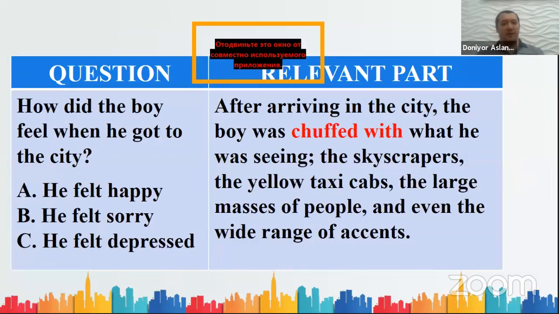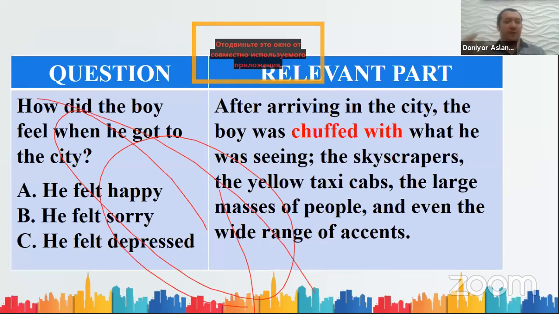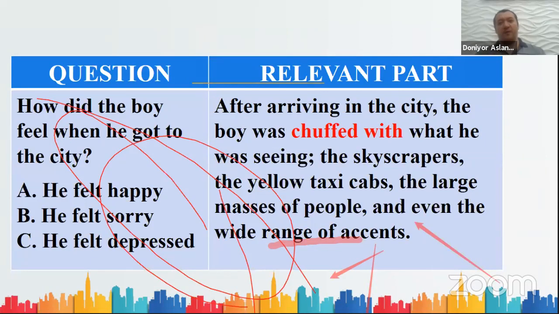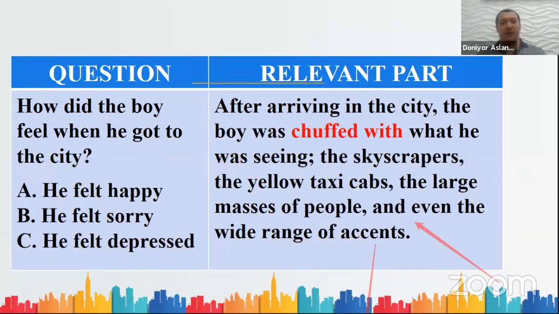The question here says, how did the boy feel when he got to the city? You see, how did the boy feel? Feel means the feeling of that person, which means we have to know some adjectives related to feeling. A says he felt happy, B says he felt sorry, and C says he felt depressed. So it's quite straightforward, options, I mean. And now let's do it from the relevant part of our track.